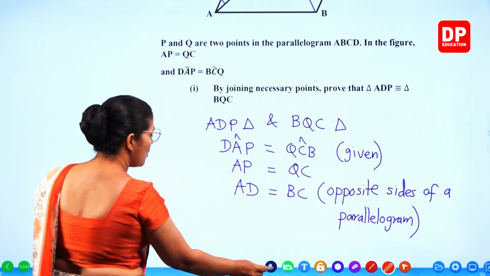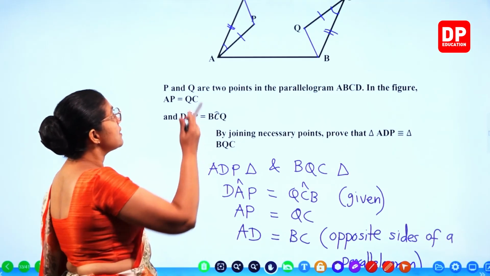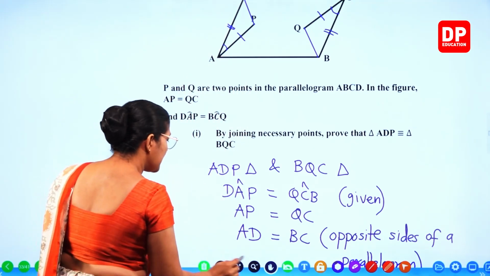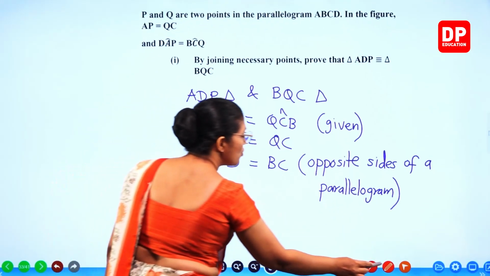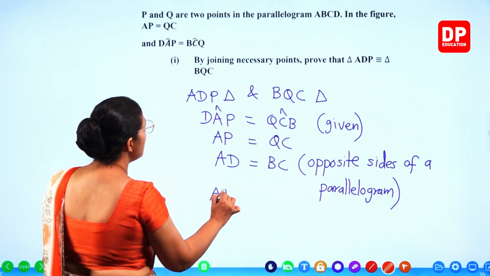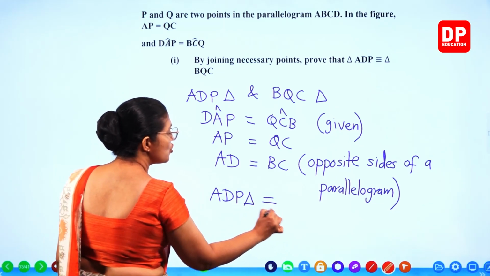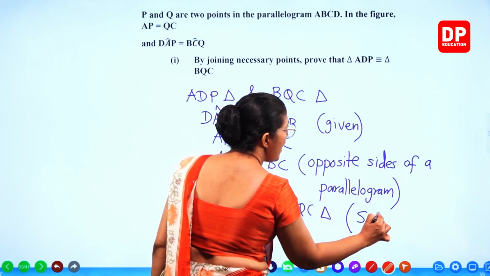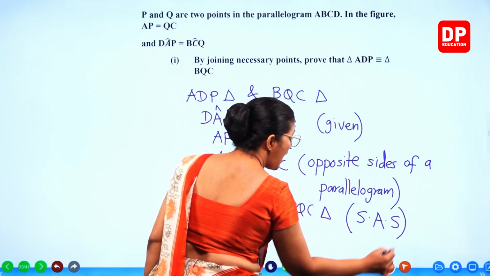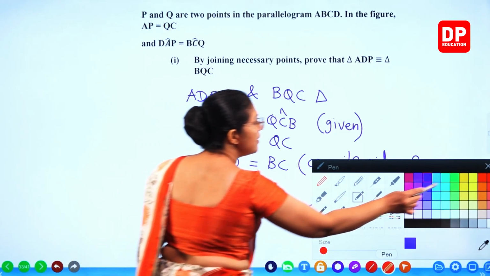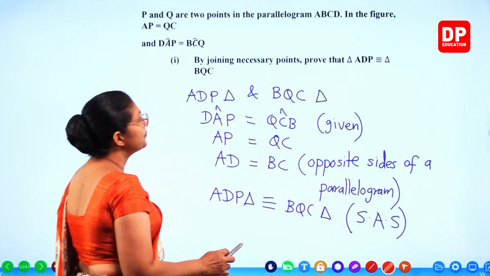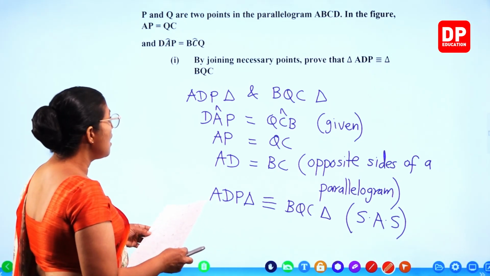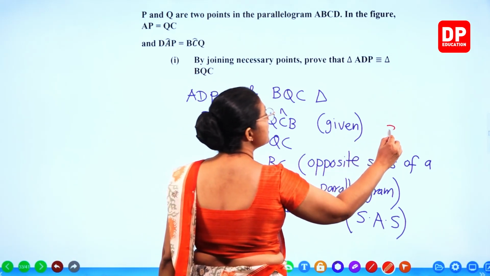So what's the reason now? These two are congruent because of side, included angle and side, SAS case. So we can say these two triangles are congruent. Triangle ADP is congruent to triangle BQC because of SAS, side, angle, side. The angle is the included angle. So how many marks? You are getting 3 marks for proving this.